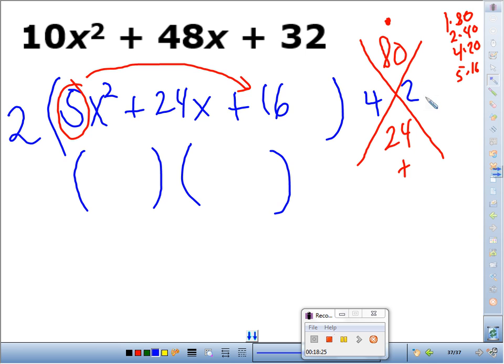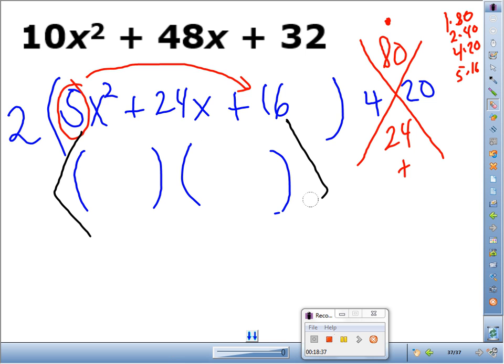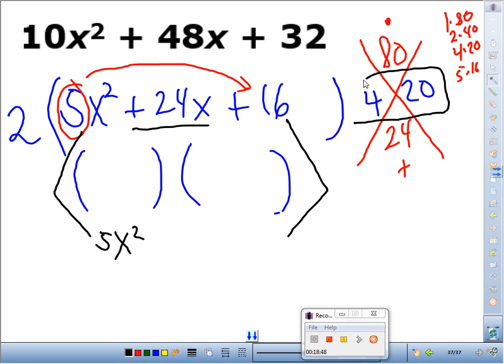Does everybody remember what we're doing now? Yes. We're going to rewrite this one here, and the last term here, the only thing that's going to change is what? The middle term, is that correct? So I write 5x squared. Instead of 24, what do I write? 4x. Plus 4x. 20x. Plus 20x plus 16.